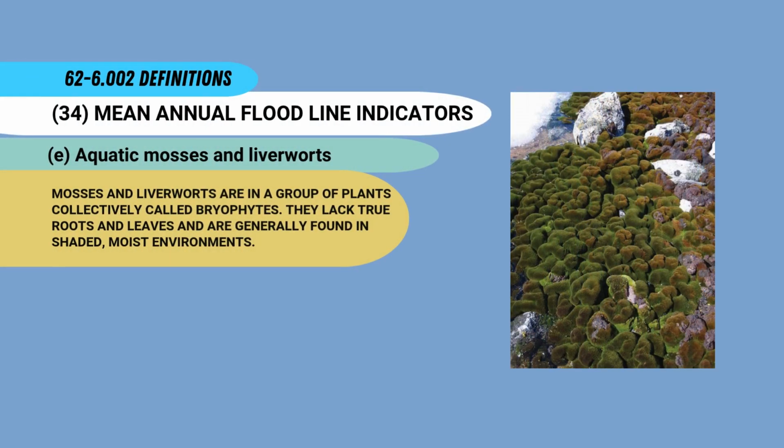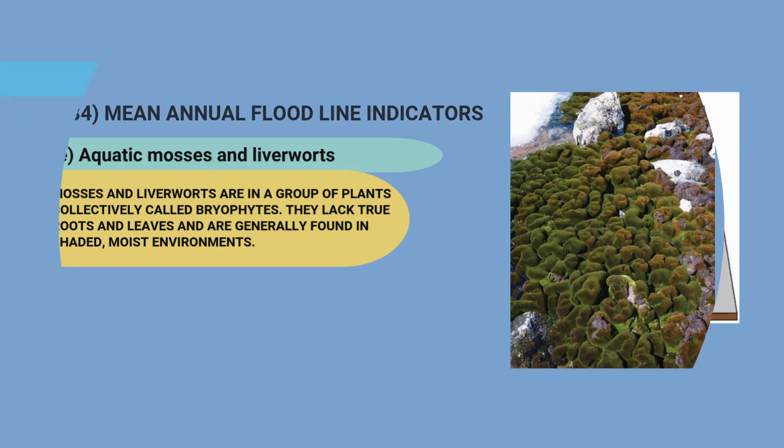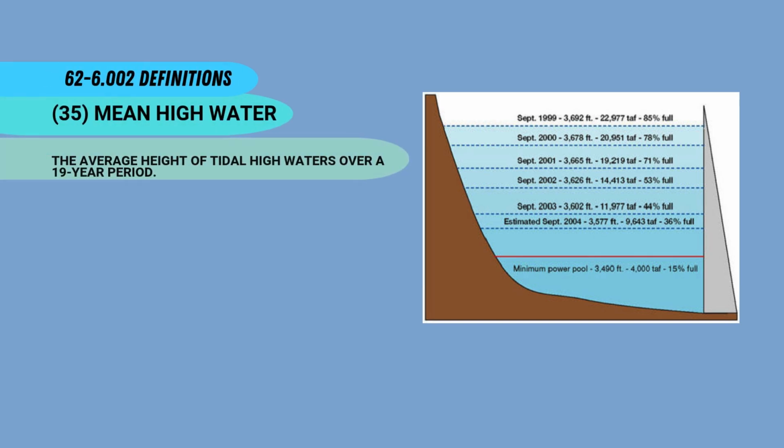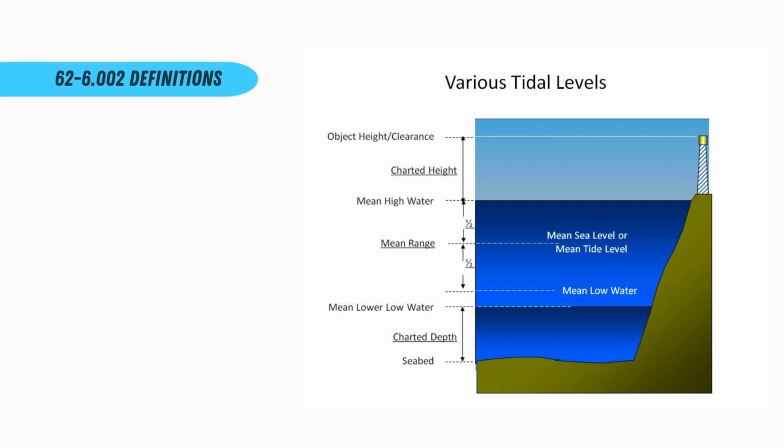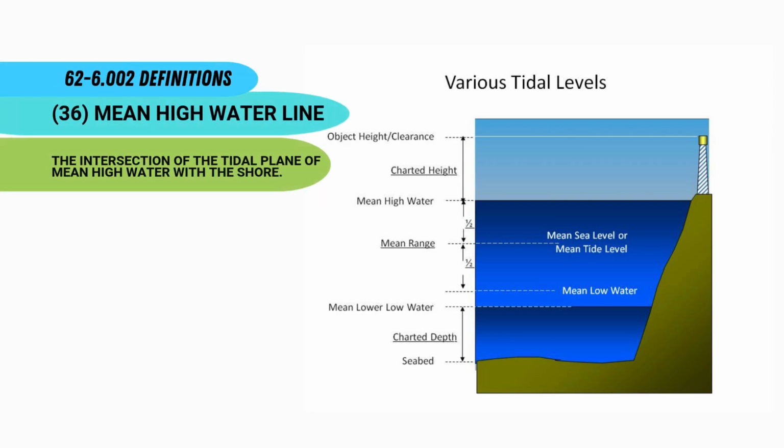Mosses and liverworts are in a group of plants collectively called bryophytes. They lack true roots and leaves and are generally found in shaded, moist environments. 35. Mean high water. The average height of tidal high waters over a 19-year period. 36. Mean high water line. The intersection of the tidal plane of mean high water with the shore.